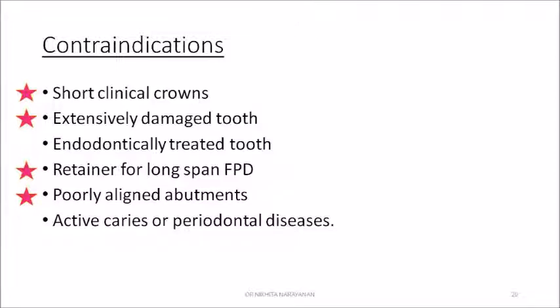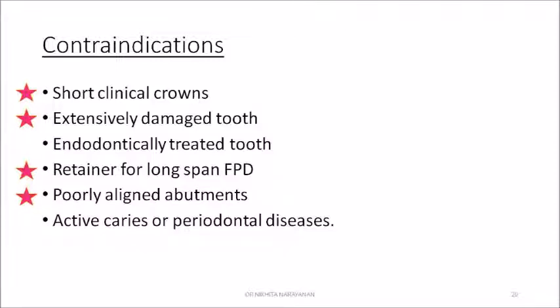In endodontically treated tooth, the crown will not be able to withstand the occlusal forces that are being subjected because the tooth itself is weak, and also there can be damage to the coronal tooth structure. So in such cases, a partial veneer crown cannot be given. It cannot be used as a retainer for long span FPDs. Again, it won't be able to withstand the occlusal forces. In cases of poorly aligned abutment, the partial veneer crowns cannot alter the tooth form. So if the abutments are not aligned properly, it will be difficult to give a partial veneer crown.